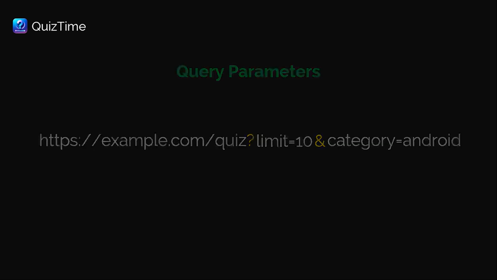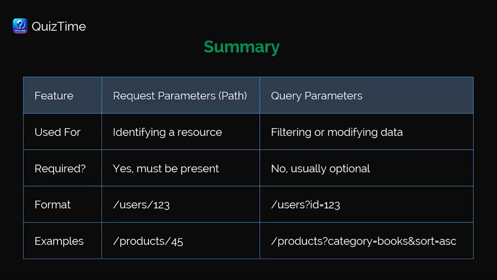To summarize, request parameters are used inside the URL to access specific resources, while query parameters are used at the end of the URL to provide additional filters or options.